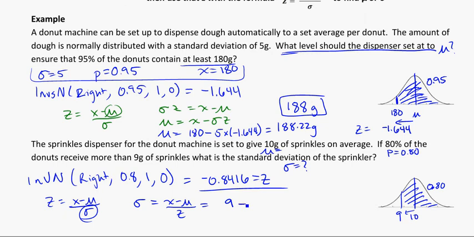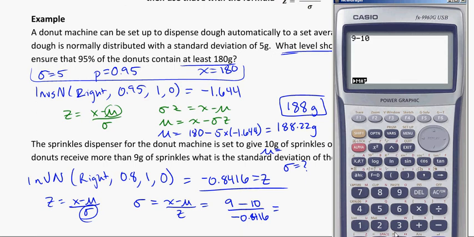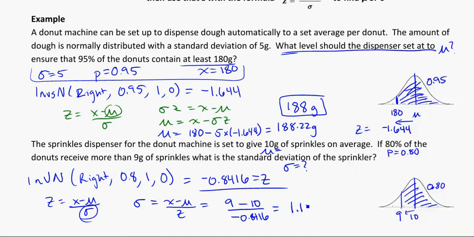So my x is 9, my mean is 10, and my z value is a negative 0.8416. Putting this one into my calculator, 9 minus 10 divided by negative 0.8, oh I need brackets, 9 minus 10 is negative 1 divided by negative 0.8416, and I get a standard deviation of 1.188 grams, and that's my standard deviation.